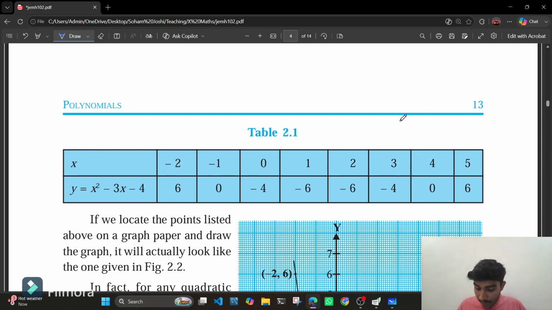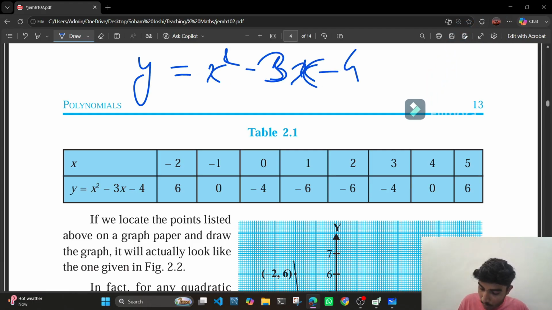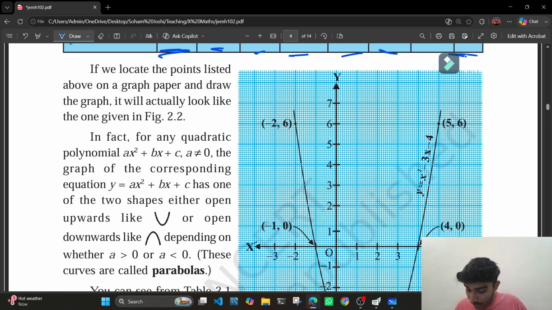Again, we have an example over here, that is अपने को equation दिया हुआ है y is equal to x square minus 3x minus 4. I'm again sorry for my handwriting, but I hope it is understandable. If we put x is equal to -2, then we get y is equal to 6. -1, we get 0. When we take x is equal to 0, we get -4. When we put x is equal to 1, we get y is equal to -6. When we put x is equal to 2, we get -6. When we put x is equal to 3, we get -4. And when we put x is equal to 4, we get y is equal to 0. And when we put x is equal to 5, we get y is equal to 6.